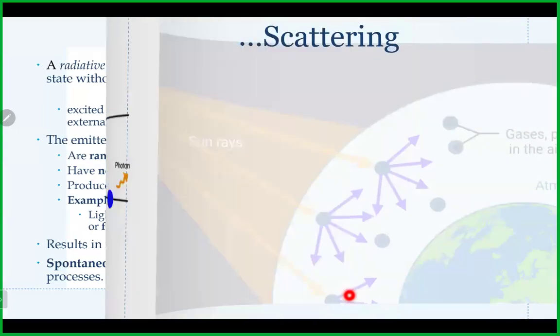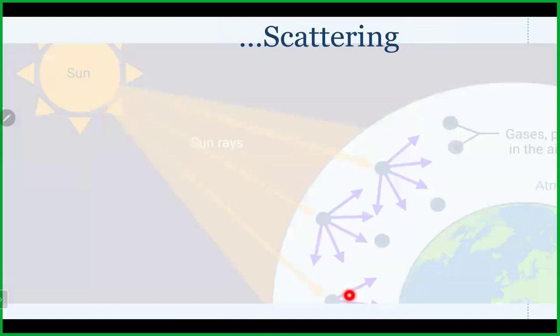So these interactions that we've talked about involved absorption of light, and after absorbing it, you can now emit it. However, remember that we said that one of the properties of radiation is a direction.